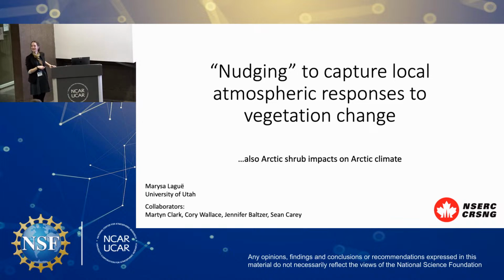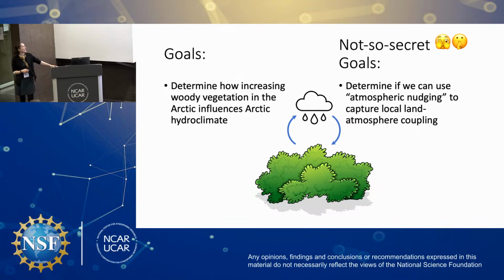And we were supposed to be looking at increasing shrubs in the Arctic. There we go. Okay, so the public goals are that we are going to determine how increasing woody vegetation, in particular shrubs, in the Arctic are influencing Arctic hydroclimate. So the idea here is that as the climate warms, it allows these woody vegetation systems to expand into regions that were formerly tundra. And really what we're interested in is the follow-on effect of that, to see how that increase in shrubs is then going to feed back on the coupled climate system.